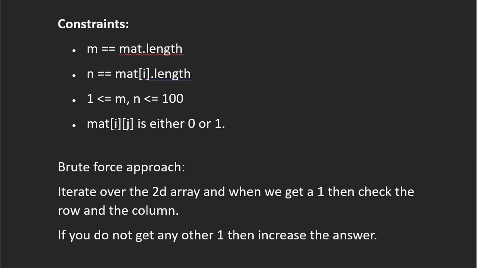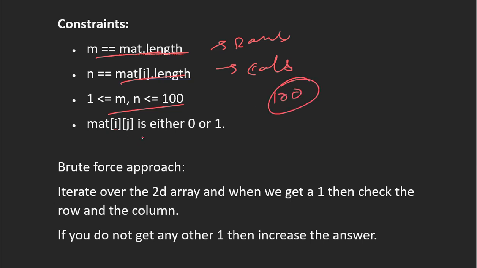If you see the constraints, m is the length of the matrix, that is the number of rows, n is the number of columns, and m and n can be up to 100. The elements can be either 0 or 1.